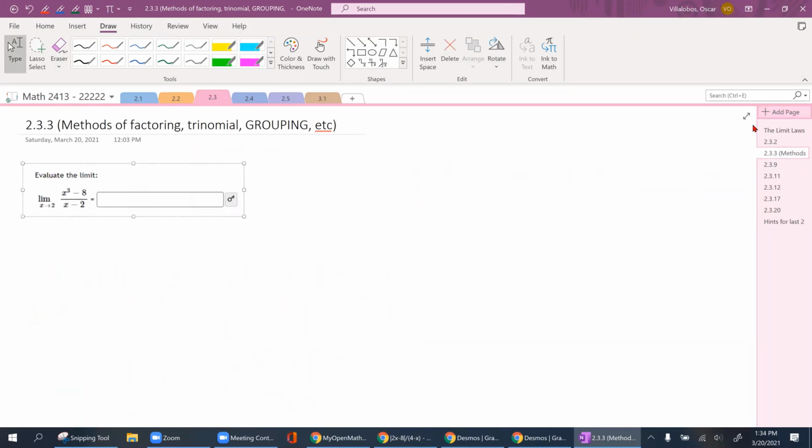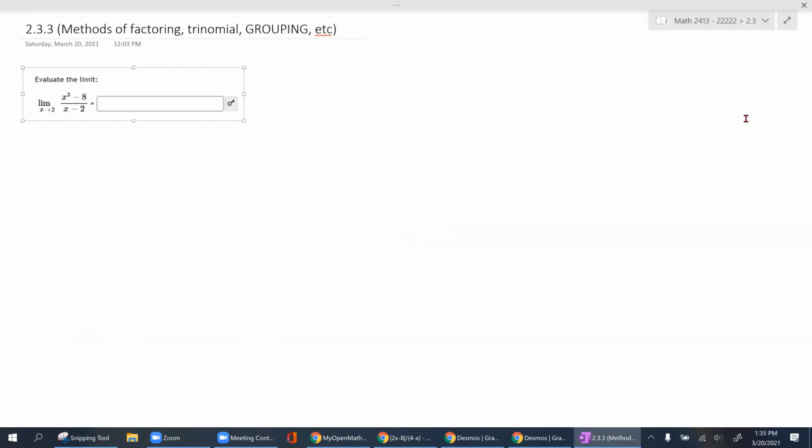Hint for those watching the videos of what's to come. Whenever you're dealing with these rational equations and you're taking limits, we said the first thing you're going to do is plug it in. Just plug it in. And if it spits out an answer that you like, that's great. If it spits out 0 over 0, we're going to have to do something. So let me go ahead and plug this in.